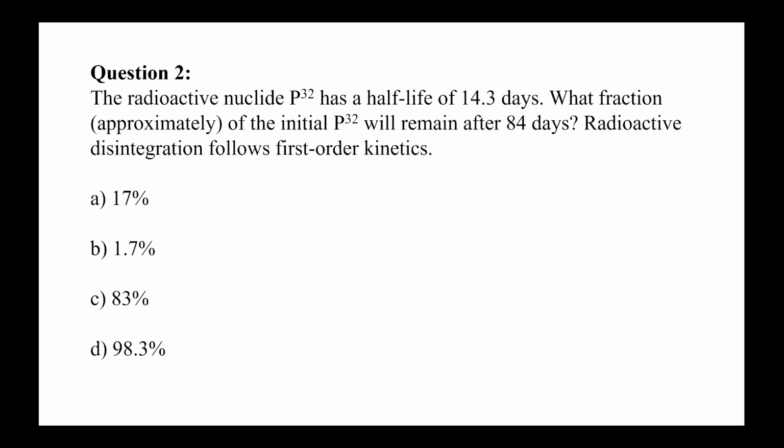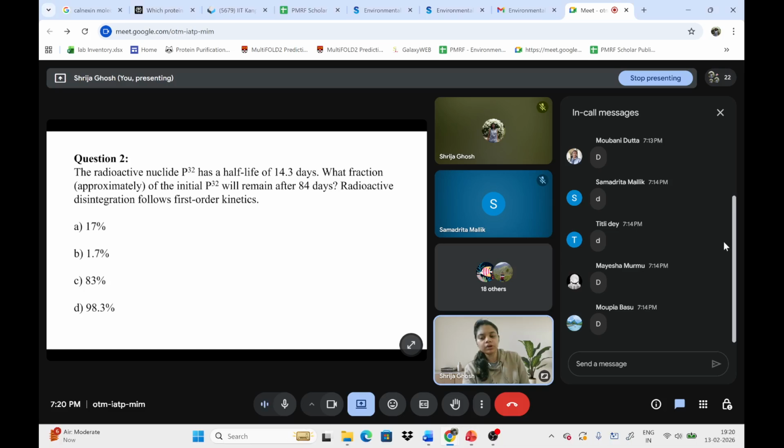Radioactive nuclide P32 has a half-life of 14.3 days. What fraction of initial P32 will remain after 84 days? Radioactive disintegration follows first order kinetics. So you have to solve it based on the first order reaction equation, rate equation.